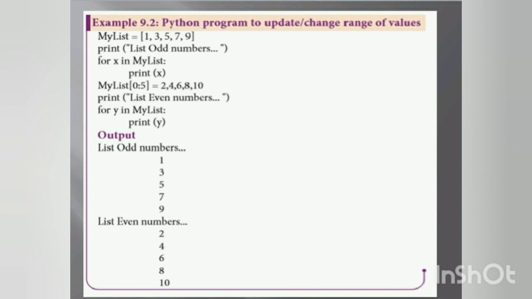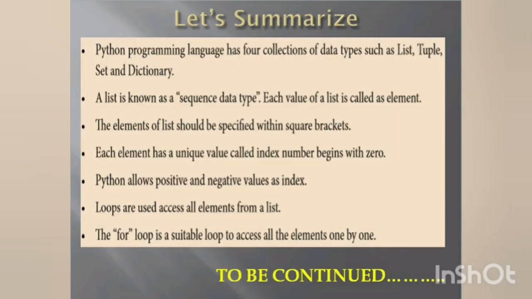Then after updating, my list of 0 to 5 is going to change with the values 2, 4, 6, 8, 10. Then by using the print statement, it will print list even numbers. Then by using the for loop and print statement, you are going to print each element from the list after changing the range of values. So after changing the range of values, your output will be 2, 4, 6, 8, 10. Clear all of you? Let's summarize this topic.